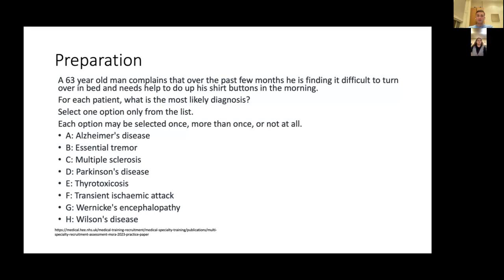So we're thinking it through. So 63, difficult to turn over in bed, needs help to do up his shirt buttons. There's not a lot to go on here, but you've got a few. You've got some epidemiology. 63, male, difficulty turning and shirt buttons. What's the most likely? It's slowness, it's bradykinesia, maybe a bit of rigidity, but basically bradykinesia, and that's one of the key diagnostic markers of Parkinson's disease. So that would be Parkinson's disease.